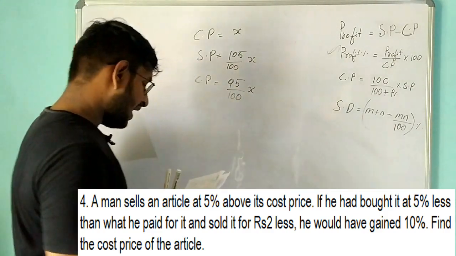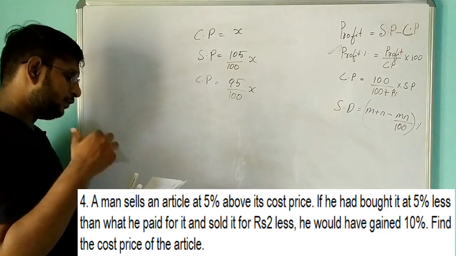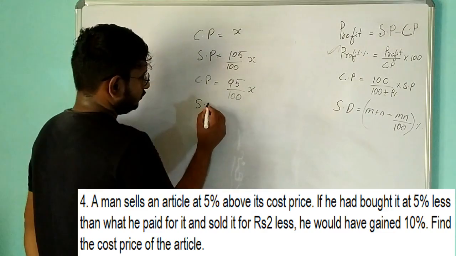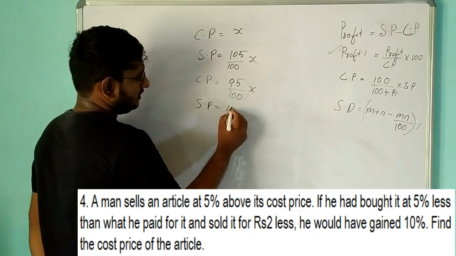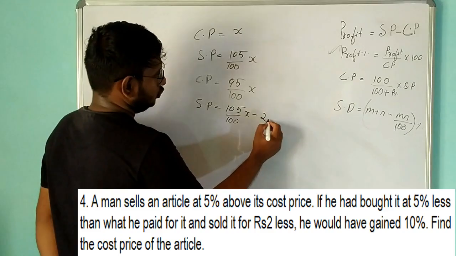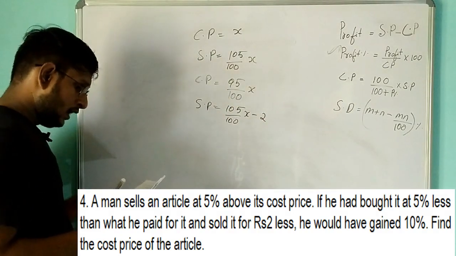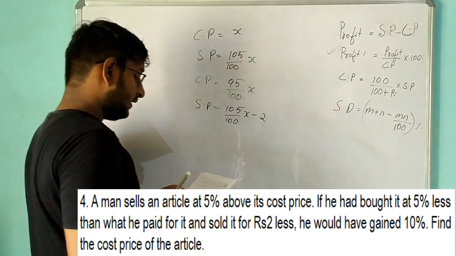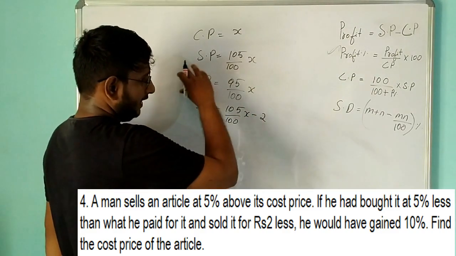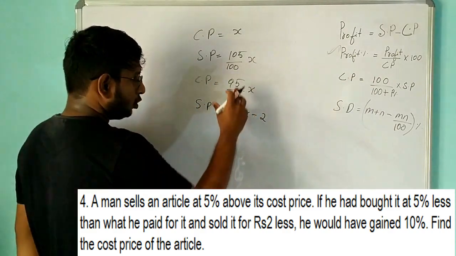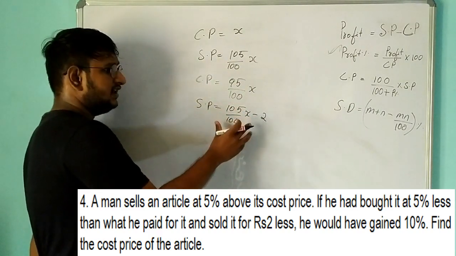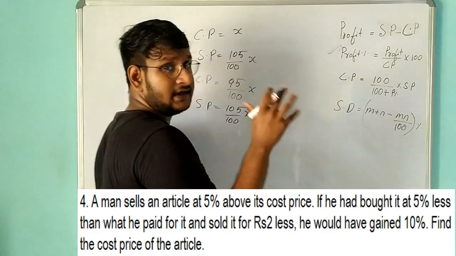Then he sold it for 2 rupees less. So the second selling price would be 2 rupees less than the actual selling price. This is what they have given. He would have gained 10%. So by buying at a cost price of 95 divided by 100 X and selling it for this, he would have gained 10%.